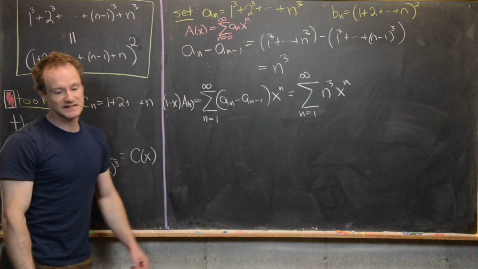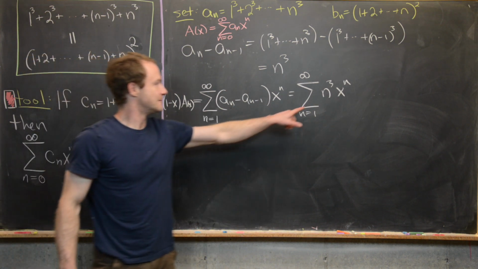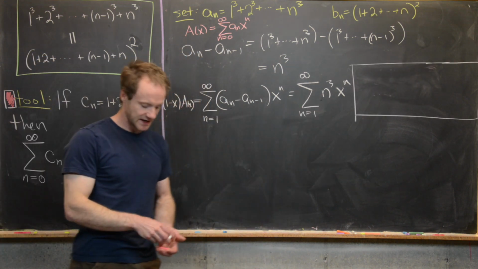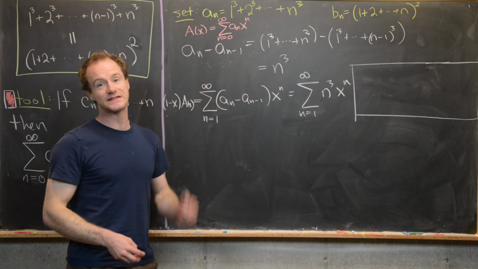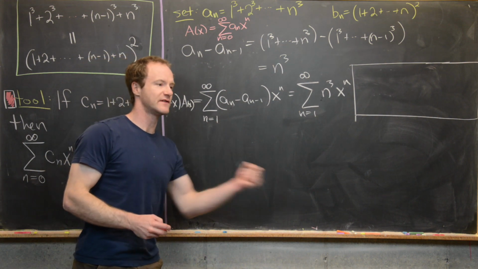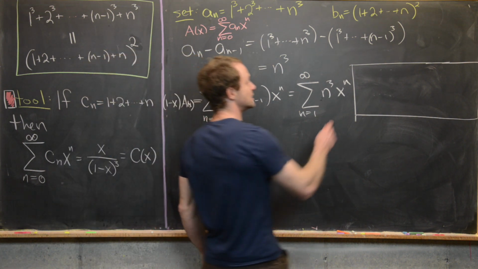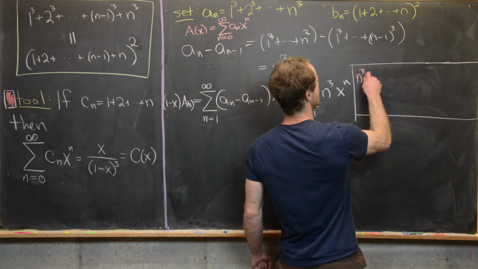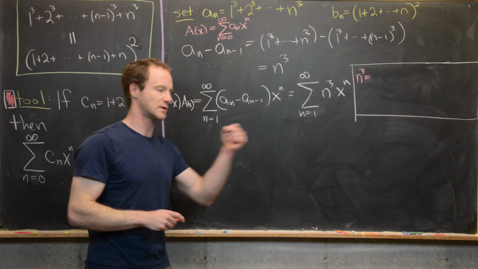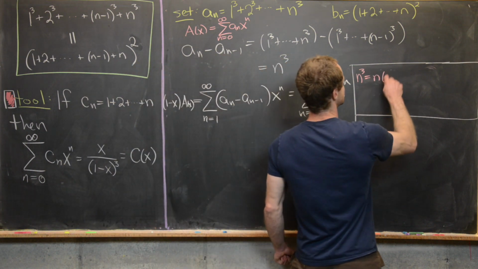Okay, so now let's see what we can do with the right-hand side. There's actually a bit of a trick here. What we're going to do is take this n cubed and rewrite it in a basis of falling powers, because falling powers will give us derivatives in the generating functions. So let's see what we can do. We can write n cubed, and then for our cubed term, we'll need an n times an n minus 1 times an n minus 2. So let's include that.